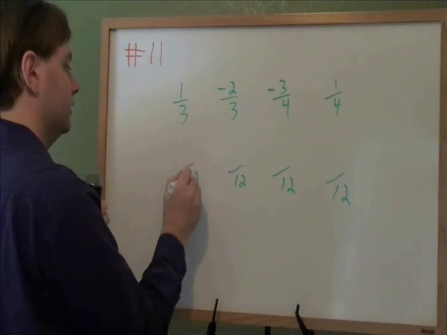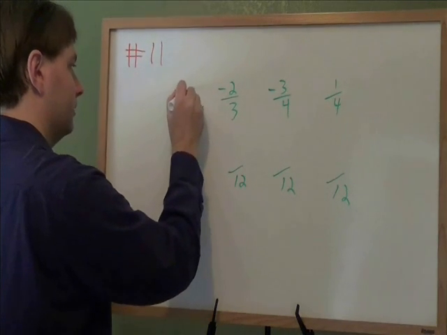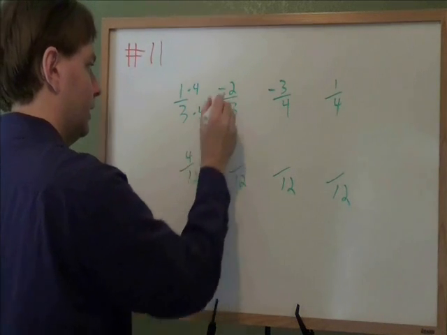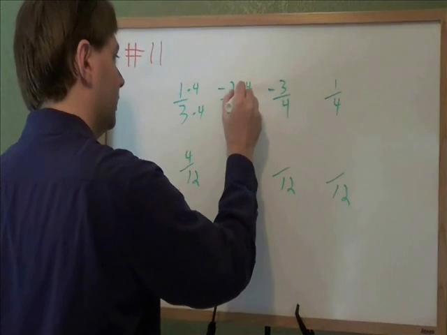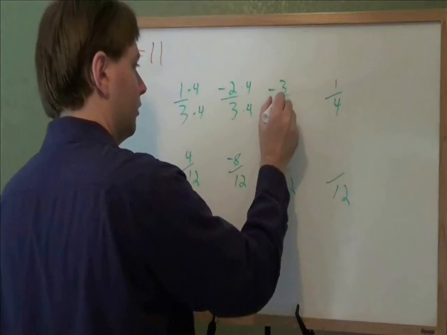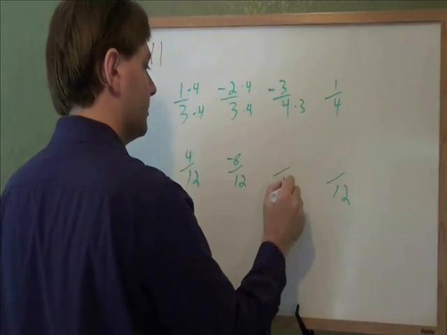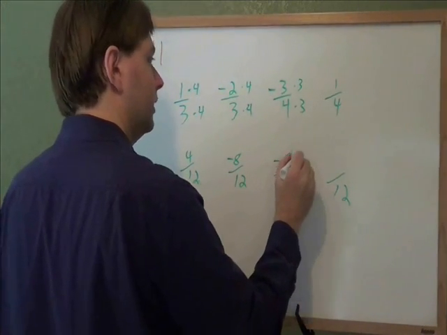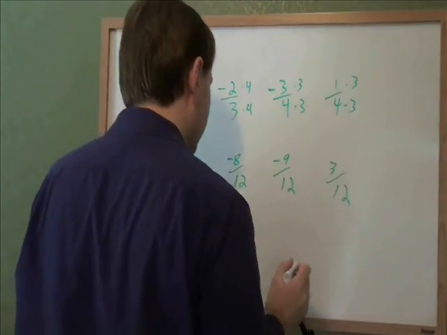So how do we get from 3 to 12? We multiply by 4. And what we do on bottom of the fraction, we also do on top. 1/3 turns into 4/12. Negative 2/3, to turn 3 into 12, we need a times 4. Negative 2 times 4 is negative 8. How do you turn 3/4 into something over 12? You need to multiply by 3. 4 times 3 is 12, and negative 3 times 3 is negative 9. Same thing here, multiplying by 3 over 3 will get you 3/12.